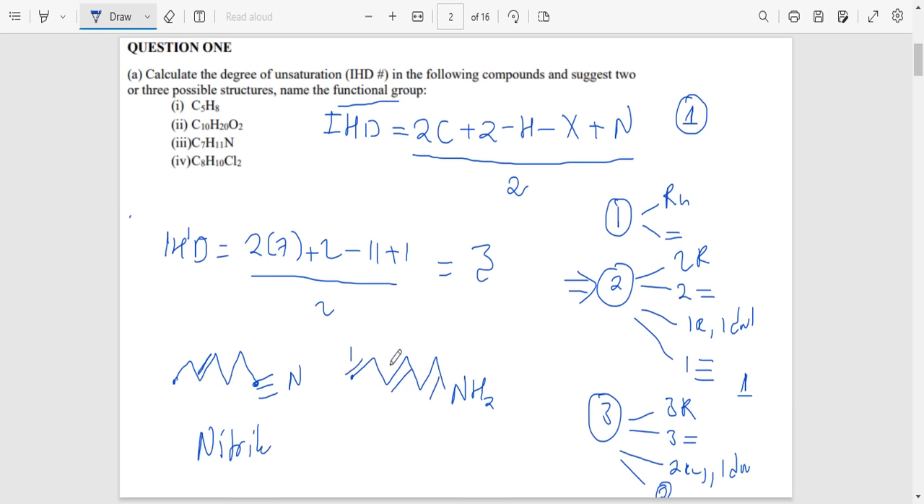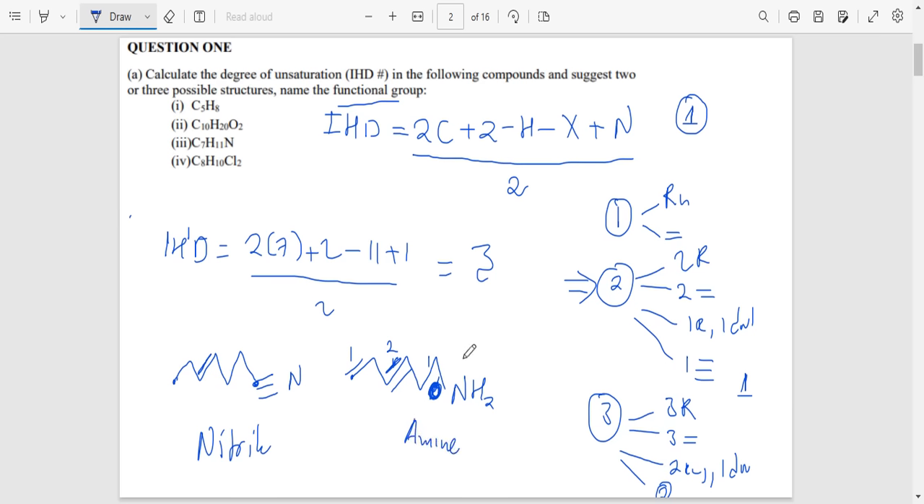This is one IHD, this is one IHD, this is one IHD. Or I can remove this one and then put a triple bond here, because triple bond is two IHDs, double bond is one IHD, giving us three IHDs. So this is another possible structure that I'm able to write. What is the functional group which is present in this compound? NH2, we call this amine functional group.